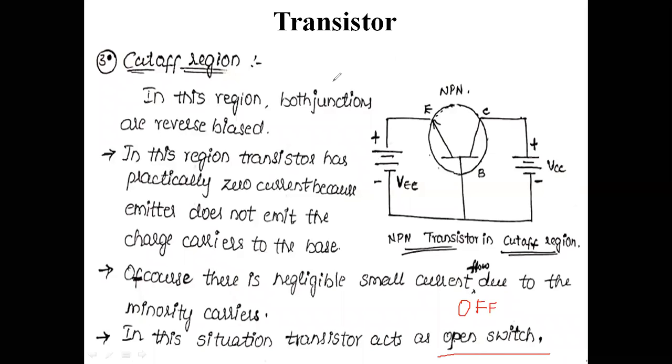That means this n type is connected to positive, and p type is connected to negative of VEE, and this is n type, that is the collector terminal is connected to positive, and the base terminal, that is the p type semiconductor material, is connected to negative. Then this is in reverse bias condition, and this is also in reverse bias condition. Both are in reverse bias condition. That region of operation is the cutoff region. In the cutoff region the transistor acts as an off switch or open switch.